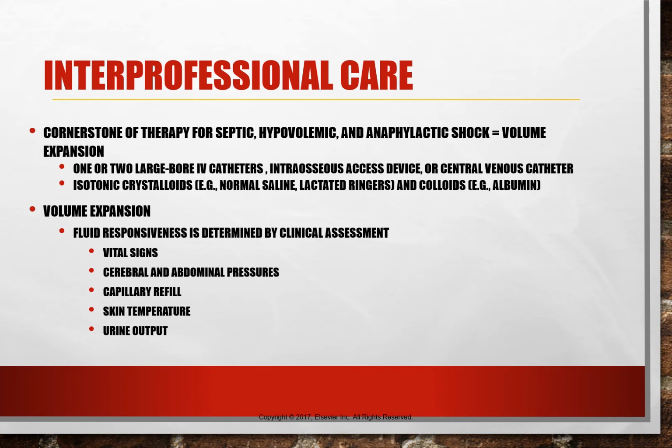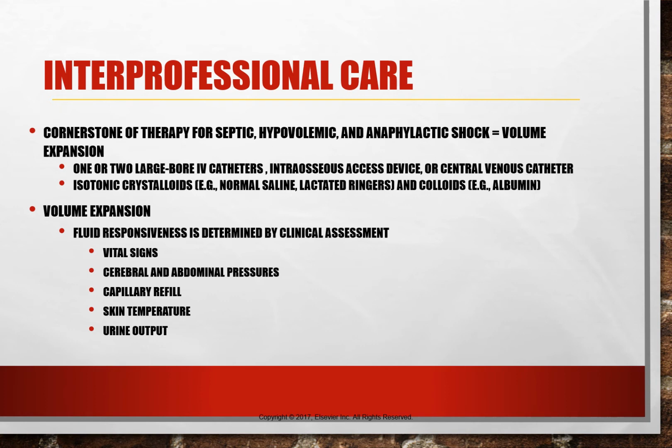So for these types of shocks, septic, hypovolemic, and anaphylactic, what we're going to do is have 2 large bore IV catheters, so 18 gauge or smaller, potentially an IO or CVC placed, and then we're just going to give some crystalloid solution, so normal saline or lactated Ringer's, and potentially then colloids like your albumin that are going to help, especially with cases of relative hypovolemia. It's going to help pull that fluid back where it belongs in the intravascular space.